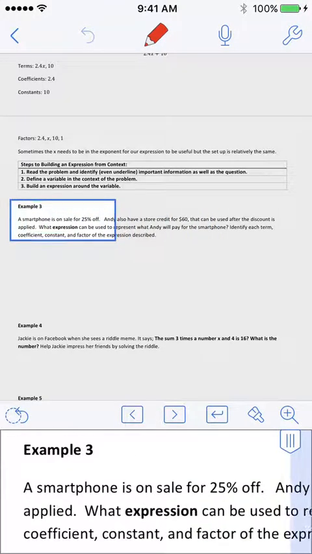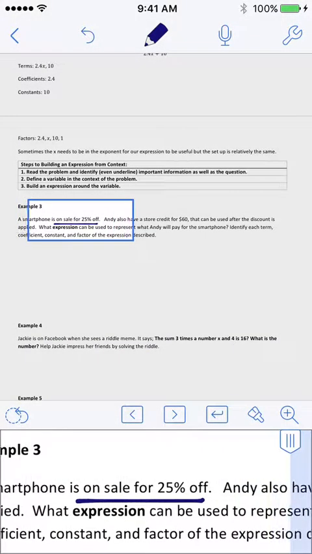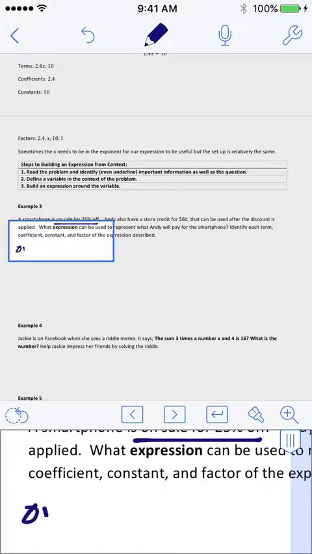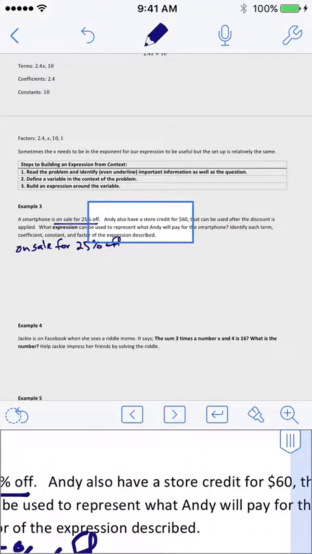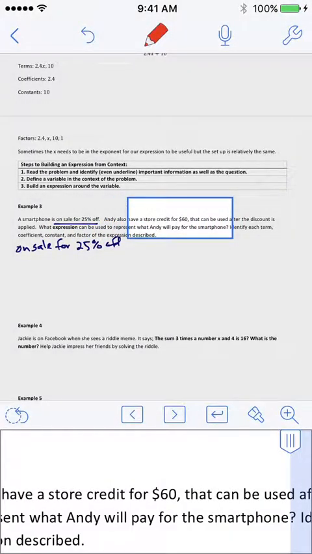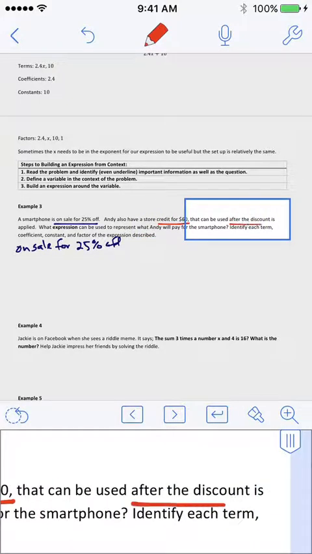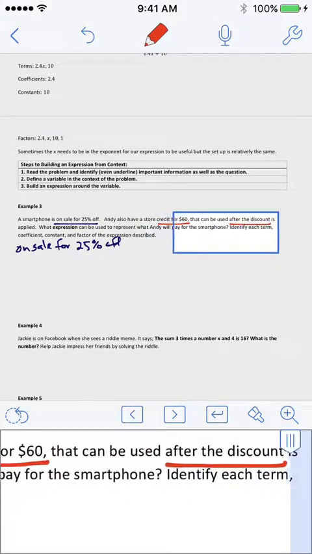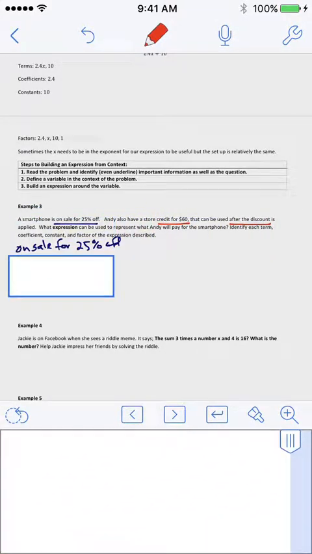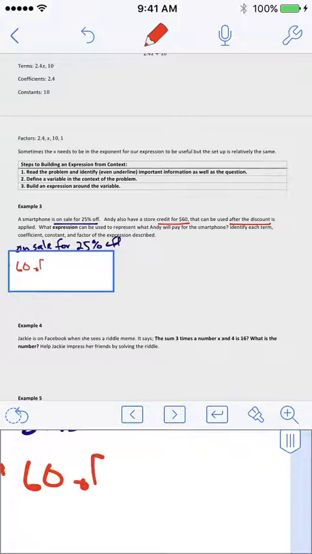So let's start with underlining. So smartphone is on sale for 25% off. All right, on sale for 25% off. Okay, that's the first piece of information. Andy also has a store credit of $60 that can be applied after the discount. Okay. So, write an expression that can be used to determine what Andy will pay for the smartphone. Okay. So, $60 off after discount.